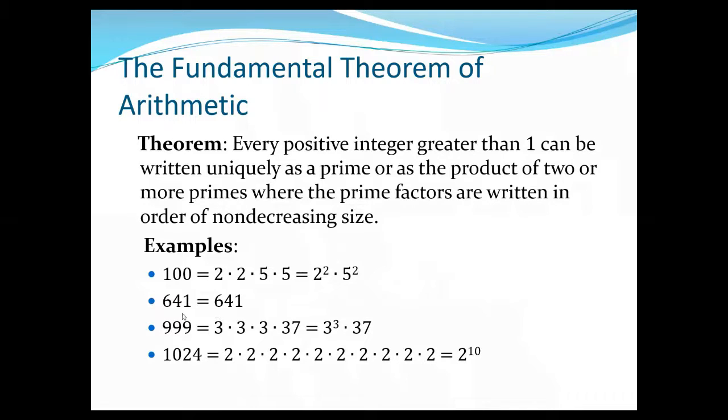How about 641? Since this is a prime number, automatically its prime factorization is 641. We don't need to write the times 1. Then for 999, we need to multiply 3 by 3 by 3 and by 37 to get 999, or in short, 3 cubed times 37. And for 1024, we multiply 2 ten times, or 2 raised to 10, to get 1024.